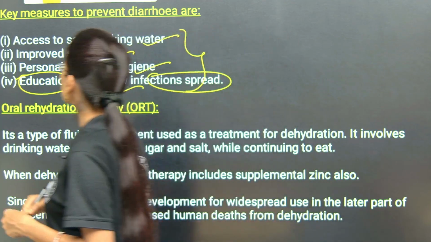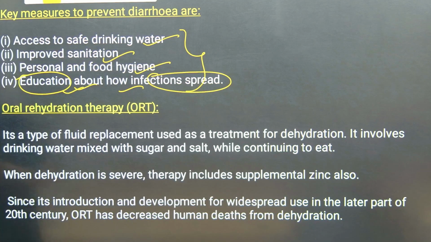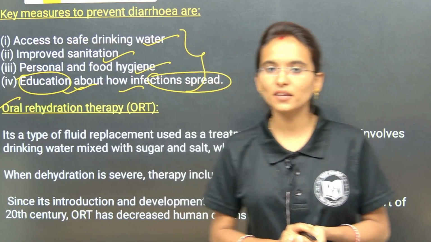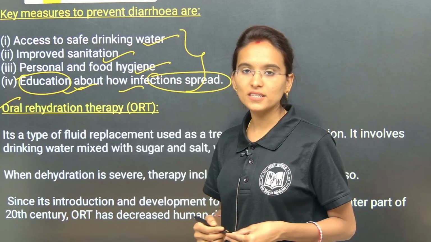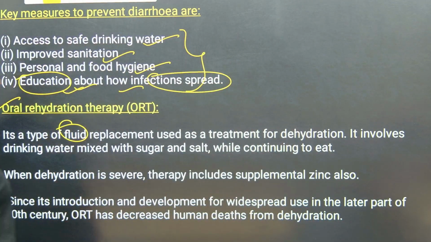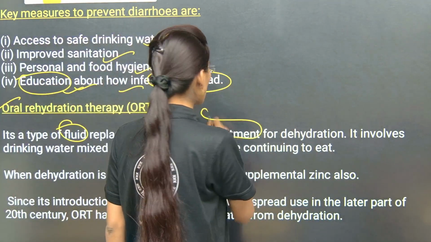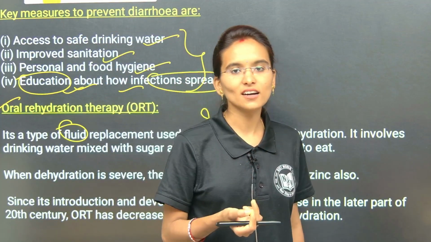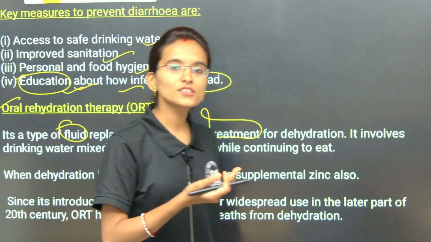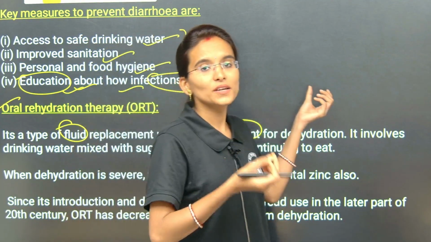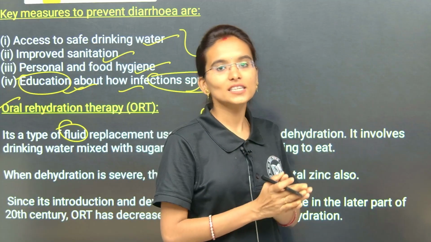So try to follow these preventative key measures. Okay, next one, ORT. What is ORT? Oral rehydration therapy. It is a type of fluid replacement used as a treatment. Just now, as I have said to all of you, in a person affected with diarrhea, dehydration is going to occur, right? Generally the diarrhea patient is going to be affected with dehydration.